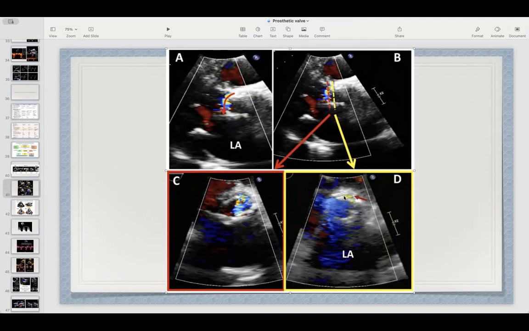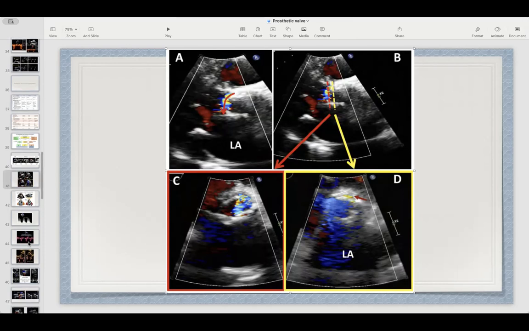With the color, I will use Q-lab and measure exactly at the site of the vena contracta area. As I told you, if you go too deep into the LVOT, you will overestimate the area. This is for the aortic valve.